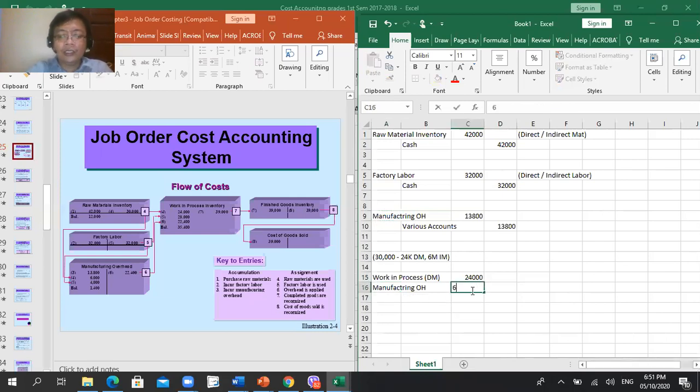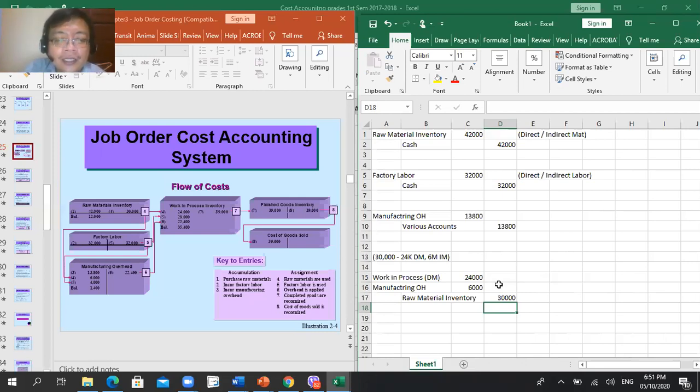Of course, it is to be charged to raw materials inventory, which is worth 30,000. So meaning, out of the raw materials inventory, you have 42,000 and you have 30,000 as transferred to your work in process. So meaning you have now 12,000 na lang is your balance.